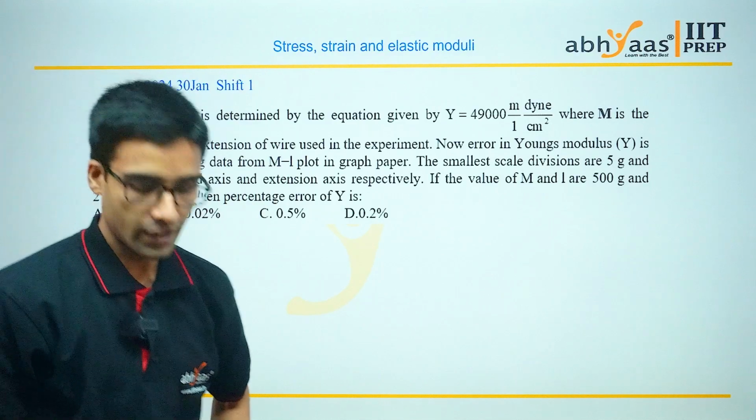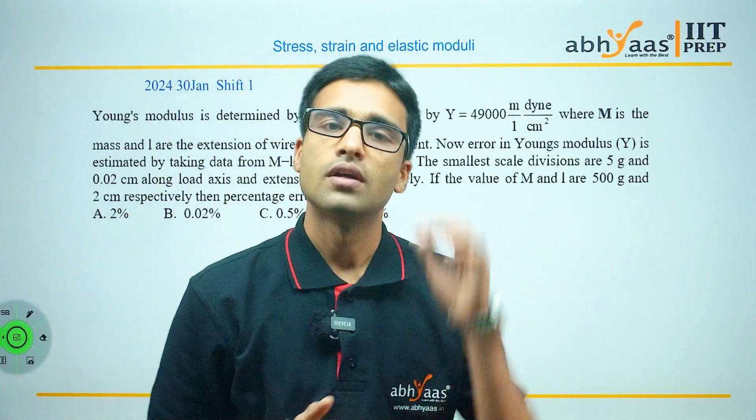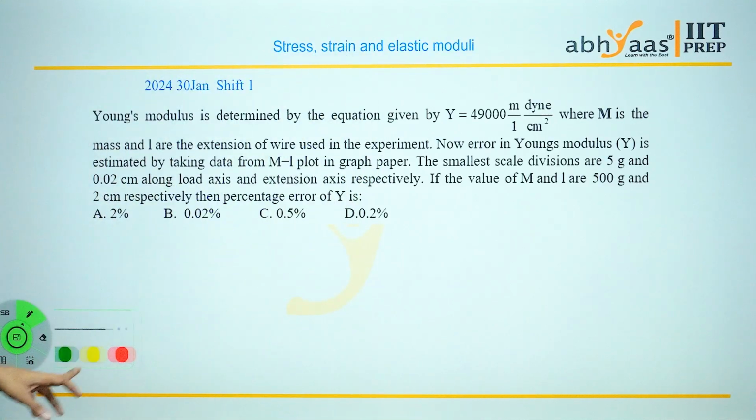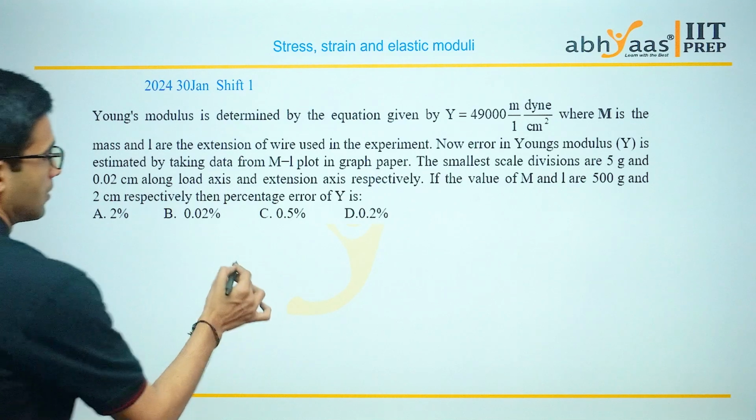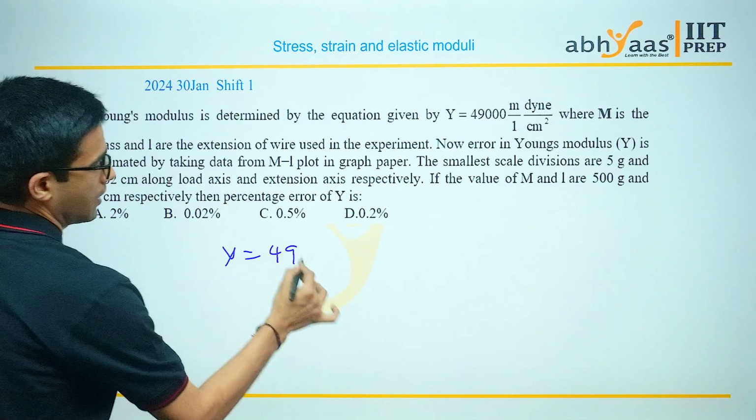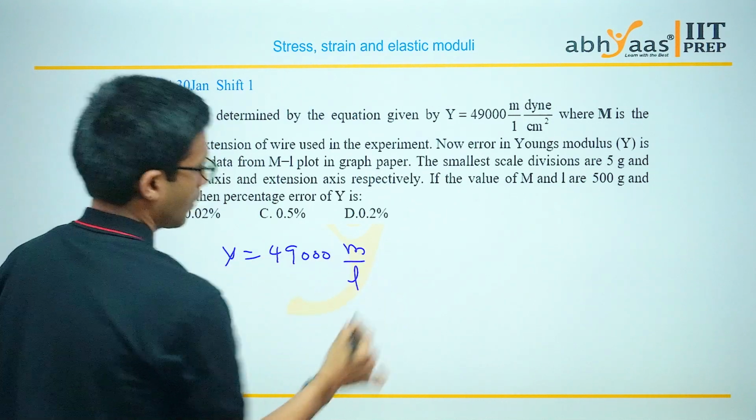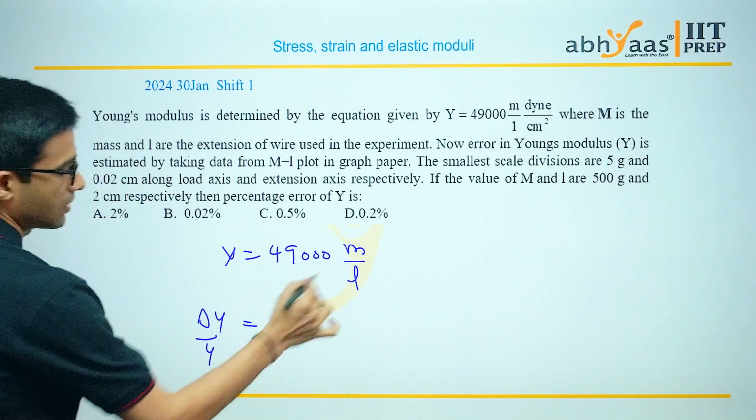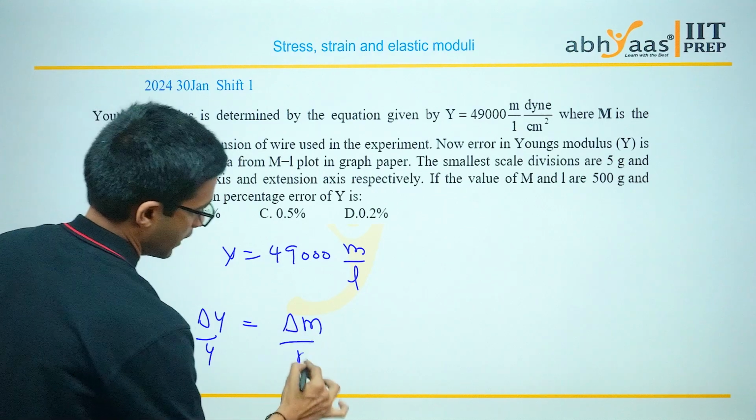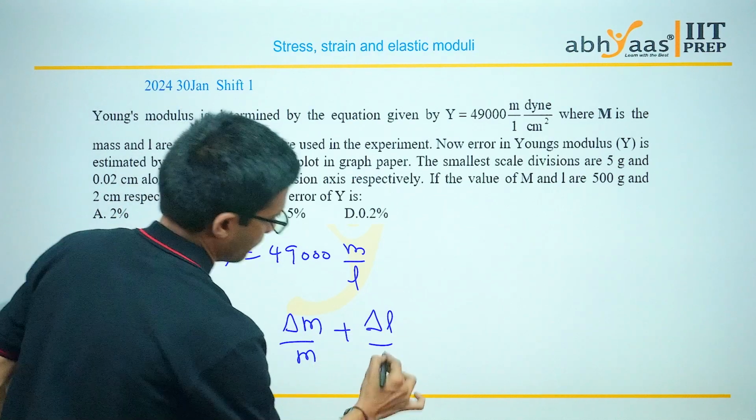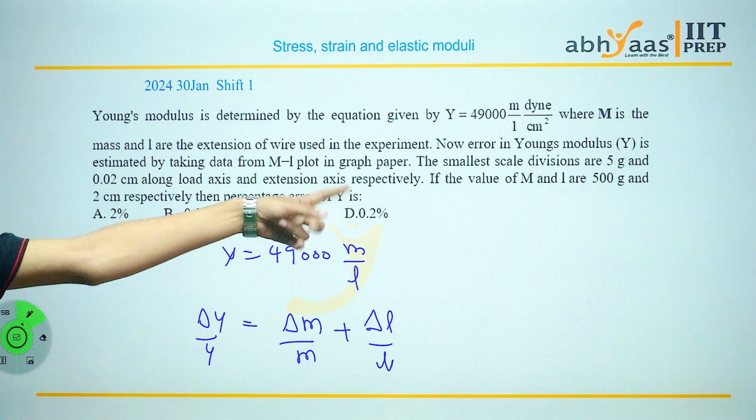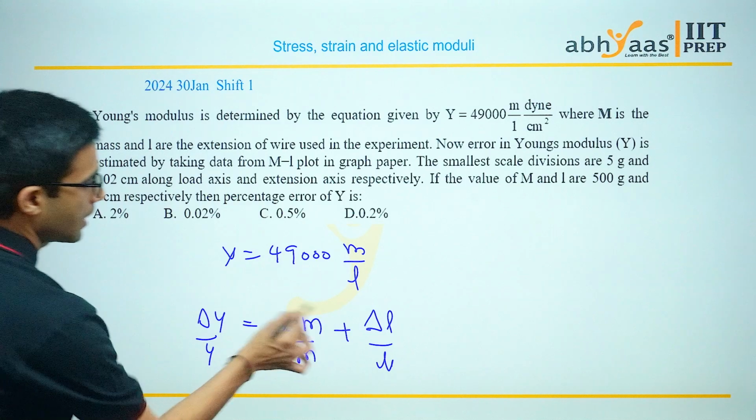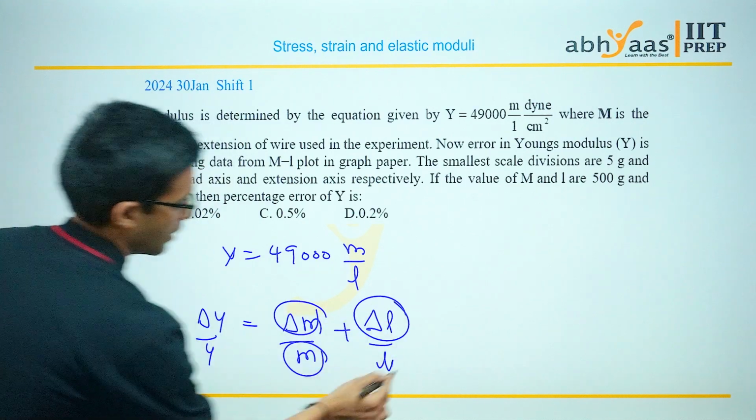So the next question is, we need to revise the basics of errors in measurement. In errors in measurement, the equation is y equal to 49,000 m by l. But what is he asking? Delta y by y. So errors in division, this concept: delta y by y equals delta m by m plus delta l by l. Here he has given m, l values, and other things are also given.